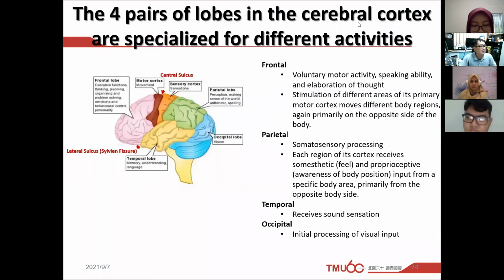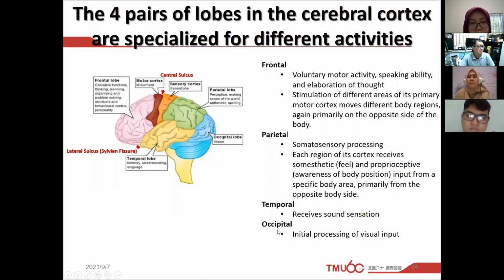And here are the general functions of the frontal, parietal and occipital lobes. The frontal lobe, you can see, handles voluntary motor activity, speaking ability, and elaborating thought. Stimulation of different areas of the primary motor cortex moves different body regions, again on the opposite side of the body. The parietal lobe processes sensory input from each region. And the temporal lobe is for hearing, the auditory domain, the sound sensation.